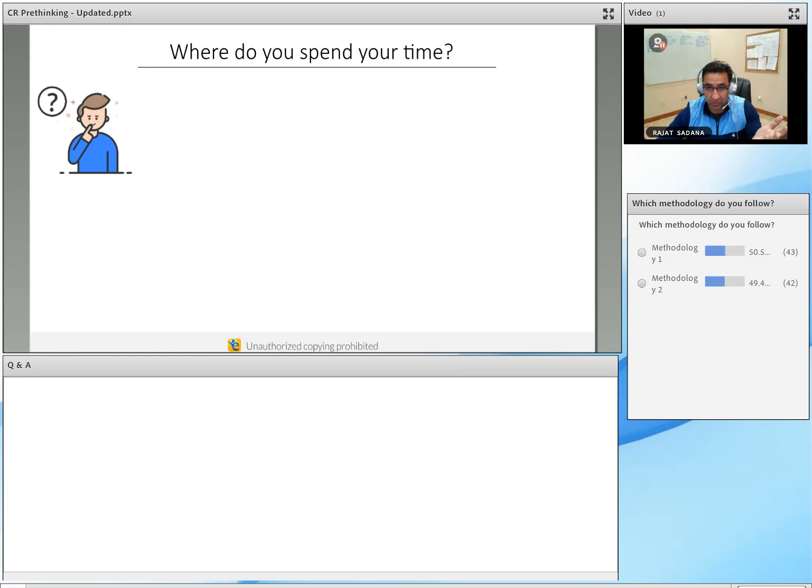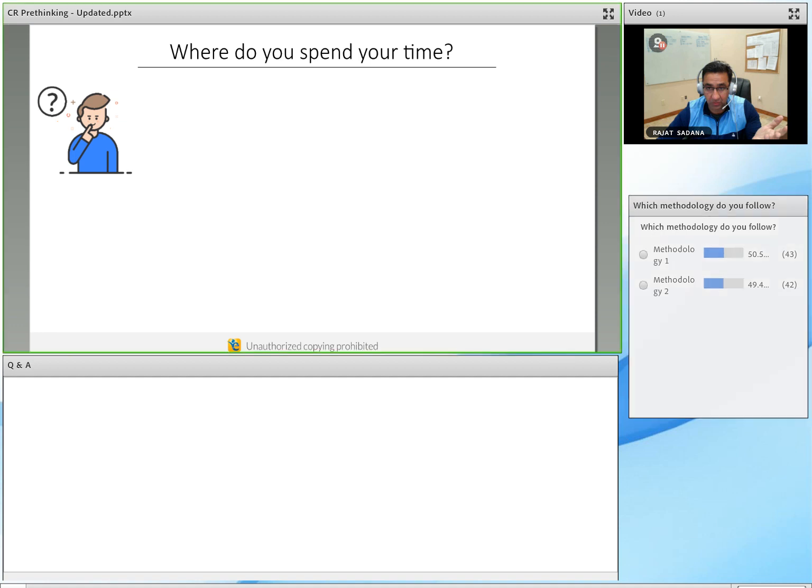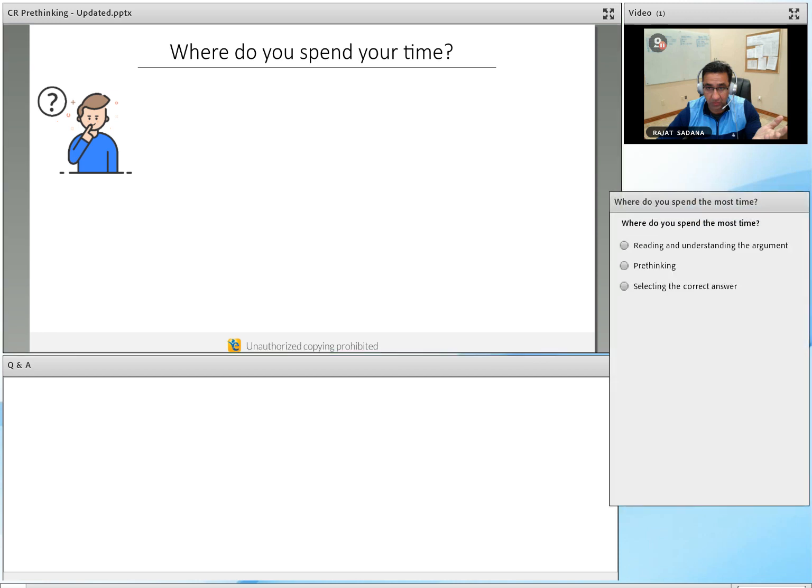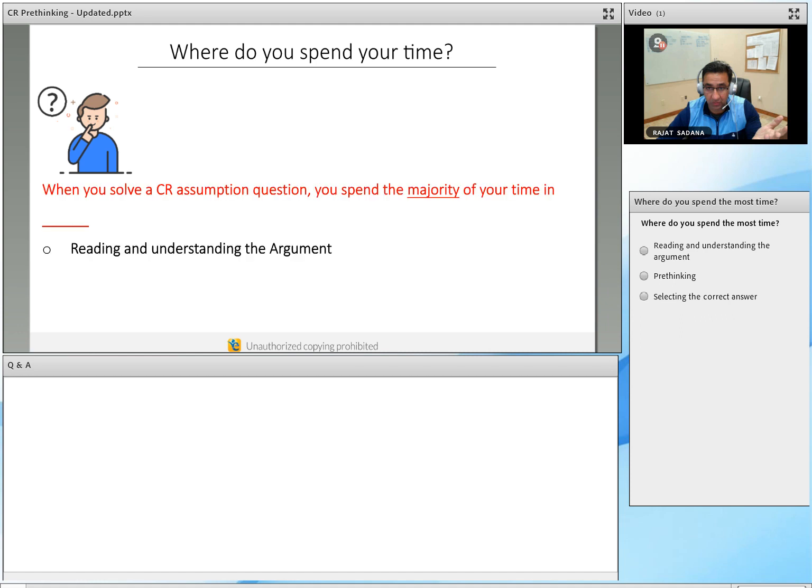So then the next piece is that if you are someone who actually uses the pre-thinking approach, so if you use methodology two, then where do you spend the biggest chunk of your time? So let me actually put in the poll question over here as well. The question says most, think of it as biggest chunk, not most. And there are three options here: reading and understanding the argument, pre-thinking, and essentially evaluating answers. And this is only for folks who use the pre-thinking approach. If you don't use the pre-thinking approach, then the question isn't relevant to you.